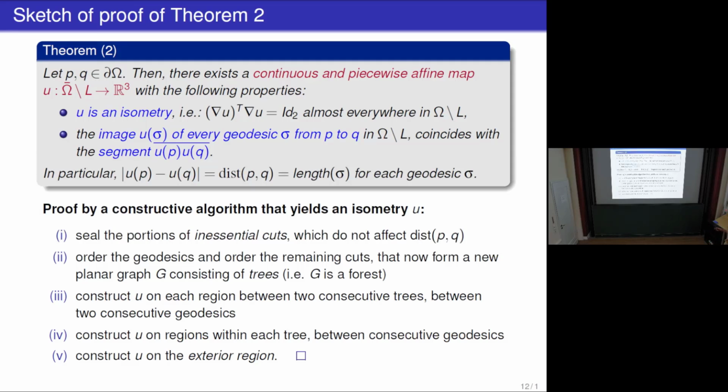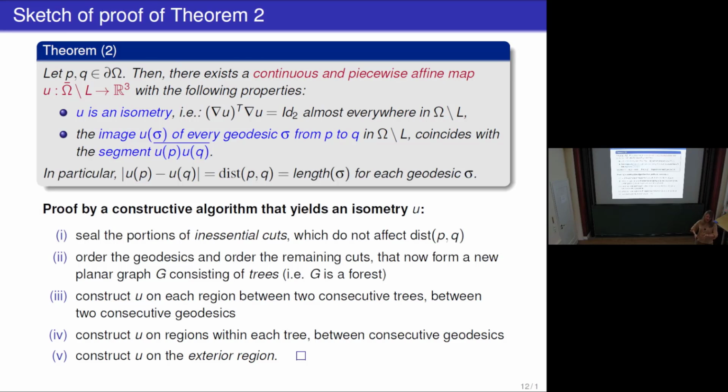So then it turns out that we can order the geodesics. There is a natural partial order relation. And we can also order the remaining cuts, which now form a new planar graph. And then we will construct the isometry on each region. There will be two different types of regions: between two consecutive trees, and inside a given tree and between two consecutive geodesics. So there will be like a lexicographic order on the regions which are enclosed between those trees, the pieces of the graph, which represents the cuts, and the geodesics.